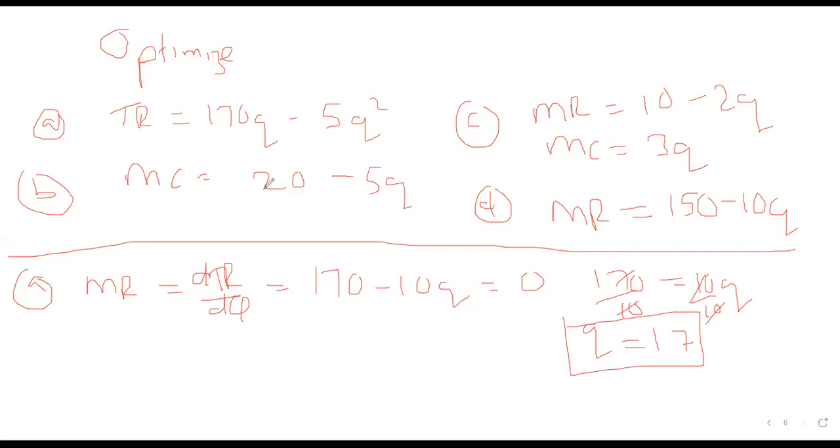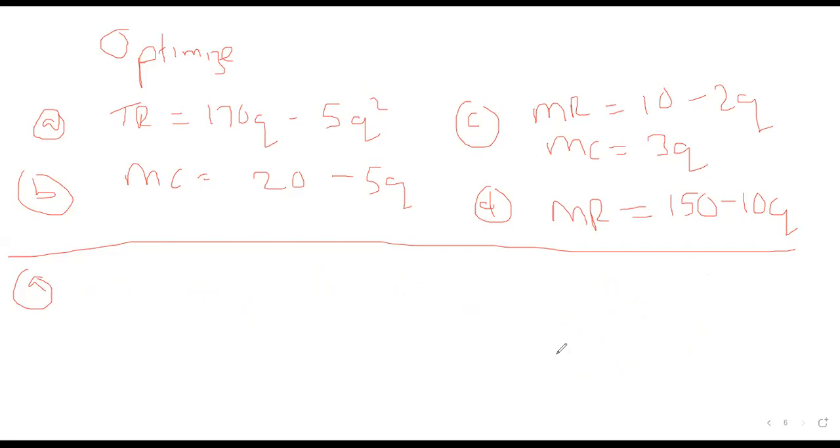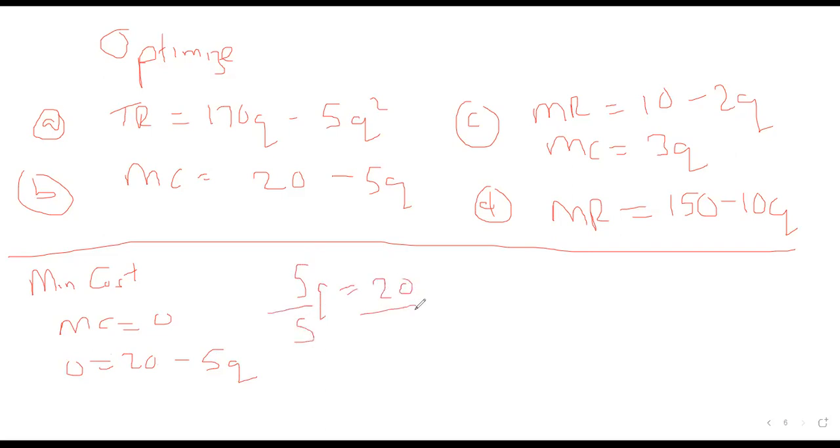All right. When we go to B, B is asking us to optimize costs. So here, we're actually minimizing costs. Costs you minimize. How do we minimize costs? MC is equal to 0. So 0 is equal to 20 minus 5Q. When this one goes aside, 5Q is equal to 20. Divide by 5 on both sides, so our Q is equal to 4. 4 is the number of units that minimizes your total cost. So part B, we're optimizing, minimizing costs.